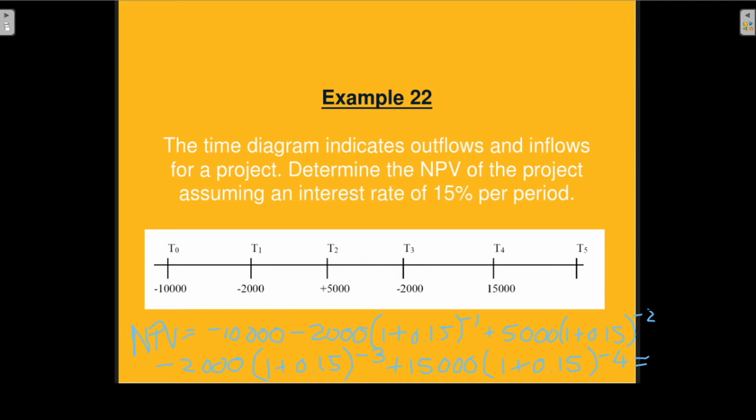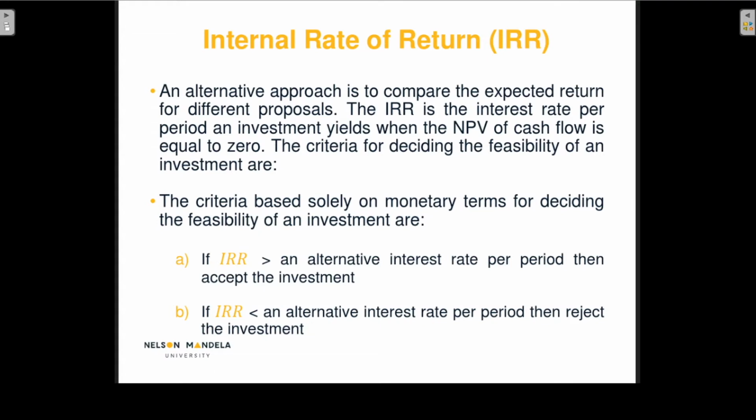Okay, welcome back. In the previous lecture, we looked at the net present value as a way of appraising an investment proposal. Now, the net present value is not the only way to evaluate an investment proposal. There's also another method called the internal rate of return. So, an alternative approach is to compare the expected return for different proposals.